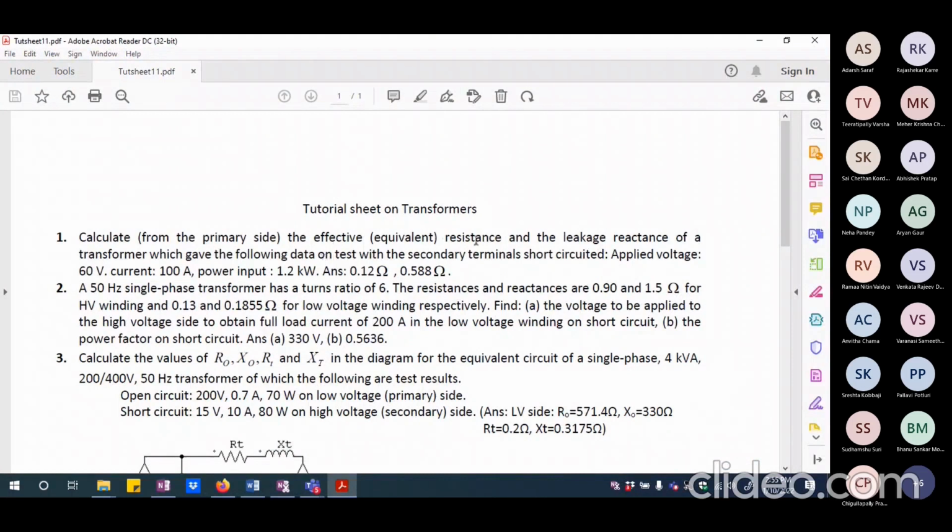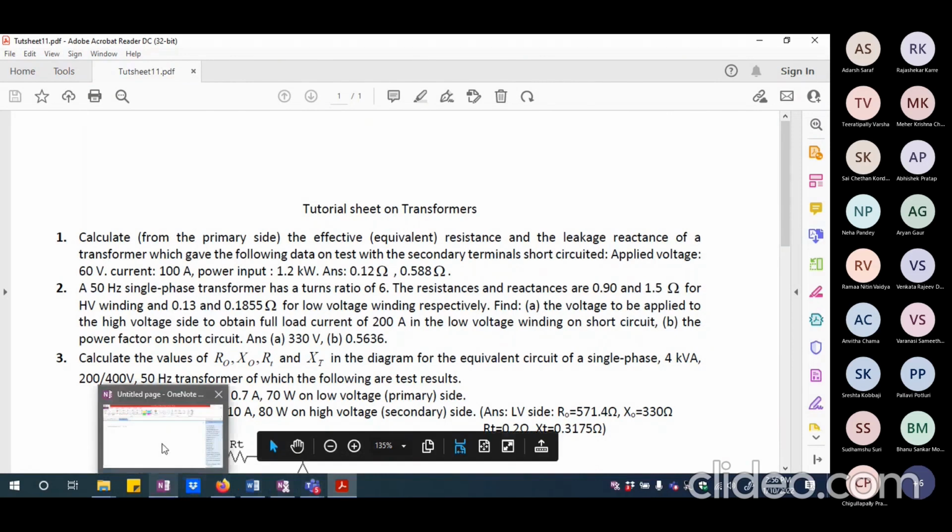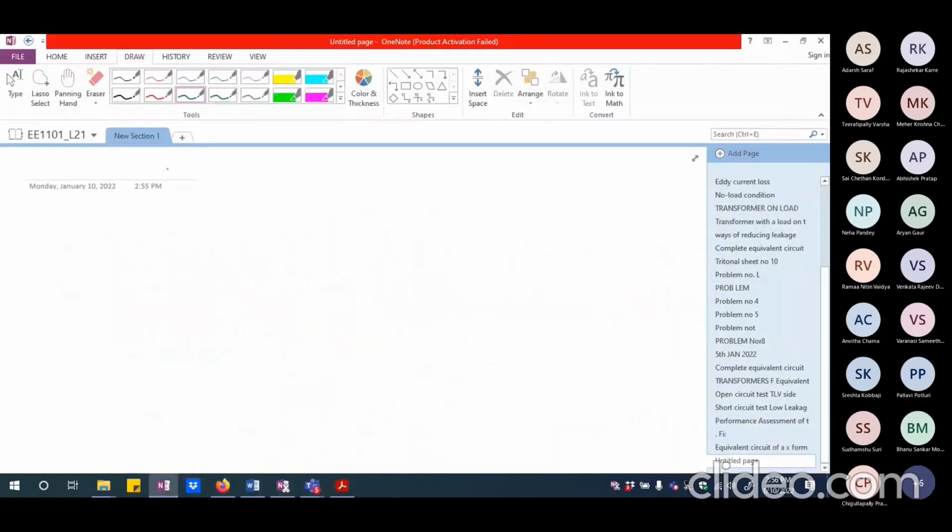Calculate from the primary side the effective equivalent resistance and leakage reactance of a transformer which gave the following data on test with the secondary terminal short circuited. Applied voltage is 60 volts, current is 100 ampere, power input is 1.2 kilowatt. So this is the gist of the readings that we got on the short circuit test. So let me take up tutorial sheet 11 and problem 1.